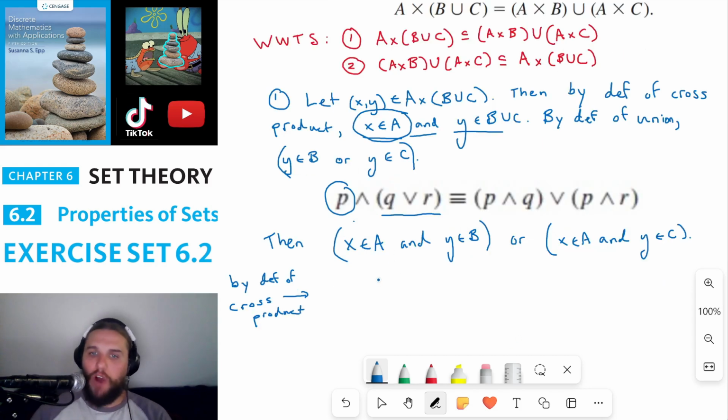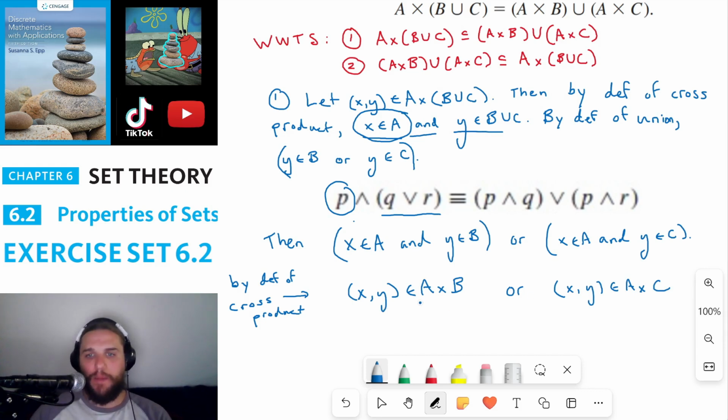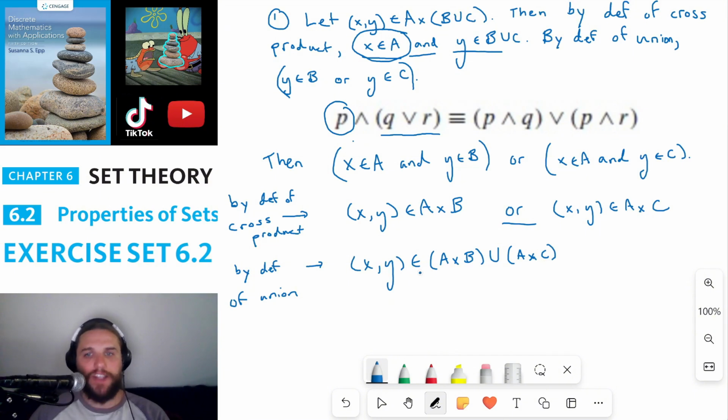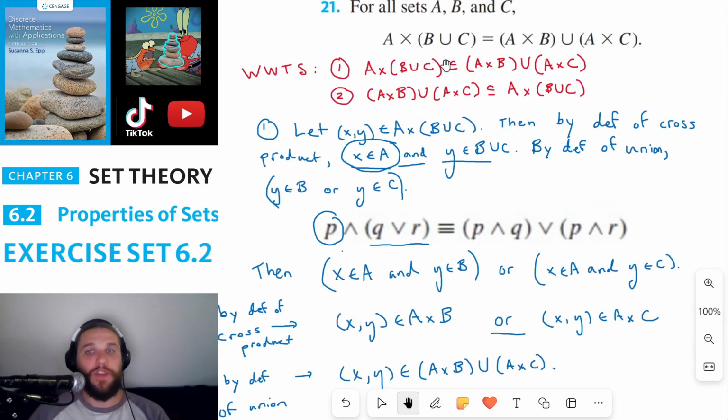Now, by the definition of the cross product, X is an element of A and Y is an element of B means that (X, Y) is an element of A cross B. And we can do the same trick over here to say that (X, Y) is an element of A cross C. So we have this ordered pair (X, Y) is an element of A cross B, or it's an element of A cross C. And so now we can utilize the union symbol to package this OR operation. And so (X, Y) is an element of (A cross B) union (A cross C). This proves the first part.